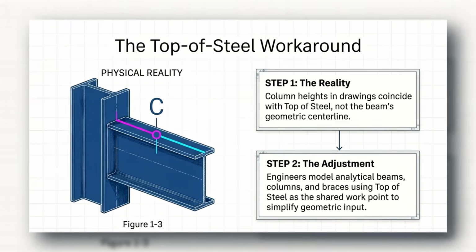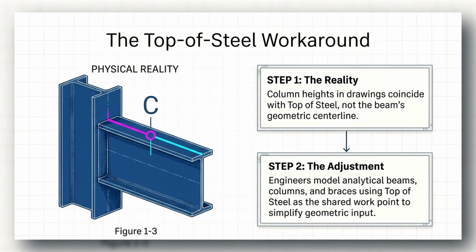This is how it is actually resolved in practice, using the top of steel as the common work point for beams, columns and braces instead of a floating center line. Notice the beams intersect the column at slightly different locations because of the different beam depths involved. This is the real geometry talking.